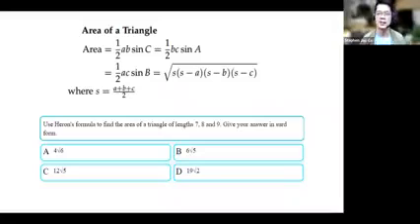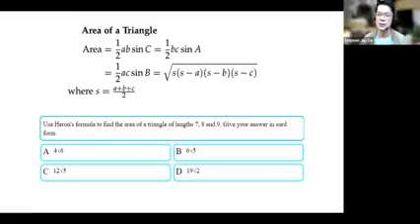We also have, do not forget this one, the area of a triangle given the three sides. The area of a triangle is 1/2 ab sine C, or 1/2 bc sine A, or 1/2 ac sine B, or that is the same as the square root of s times (s minus a) times (s minus b) times (s minus c), where s is (a plus b plus c) over 2. Okay, so you call that Heron's formula.